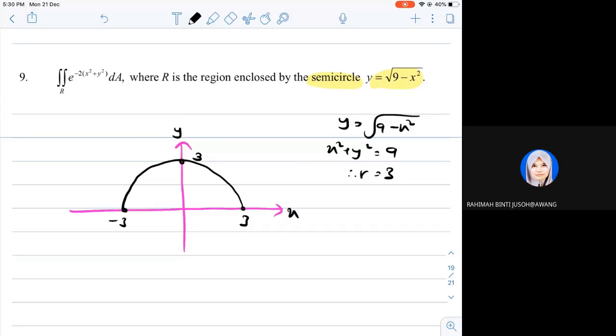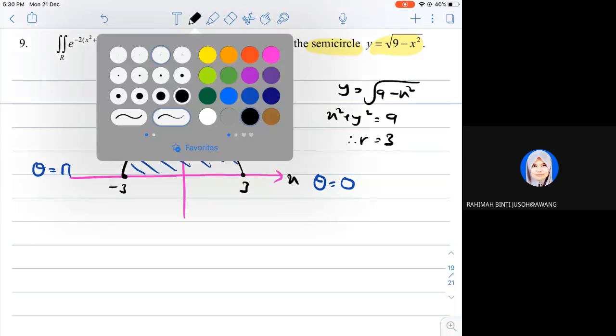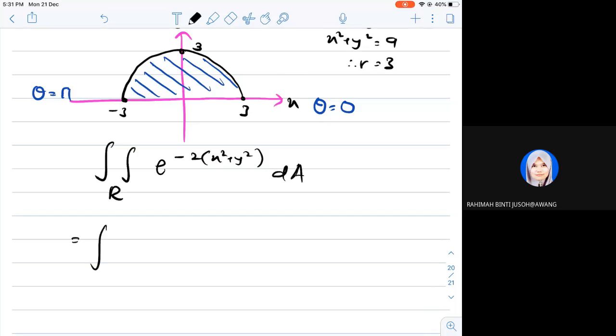Okay guys, now, okay, this is your region R. What's the angle here? 0, right? Until theta equals to pi. Okay, so let us proceed. We have this integration, region R, exponent negative 2 times x squared plus y squared dA. Okay, so we have to convert this. Okay, first exponent negative 2 what? This is equals to what? R squared. Yes, R squared. Okay, good. How about this? dA is equivalent to what? R dr d theta. Yes, okay, kita ada R, dr, d, theta.